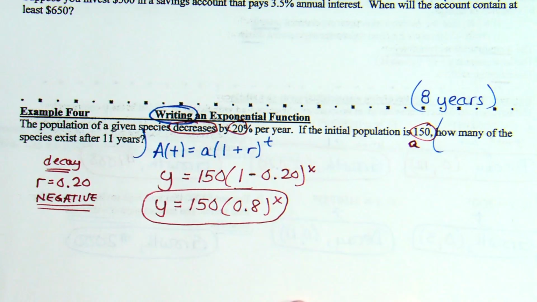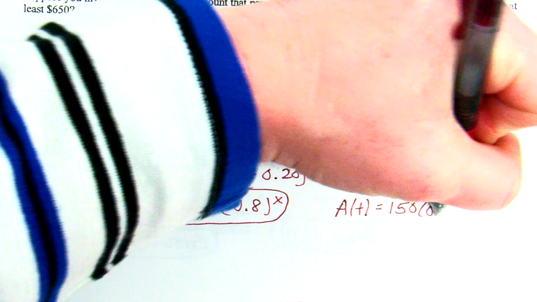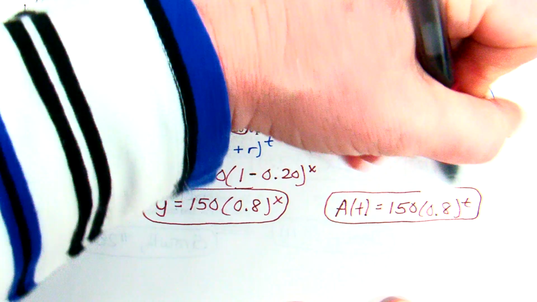Okay. Now, y equals 150 times 0.8 to the x is one way. In my notes, if you had left it in terms of t, A of t equals 150 times 0.8 to the t. I'll be honest, I don't remember exactly what Math Excel wants.